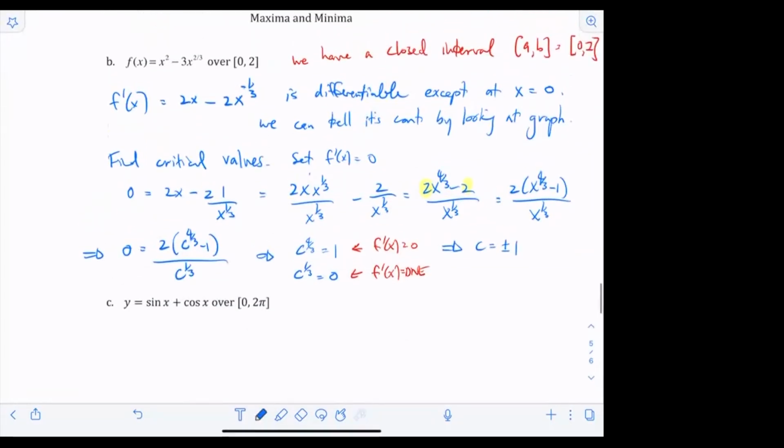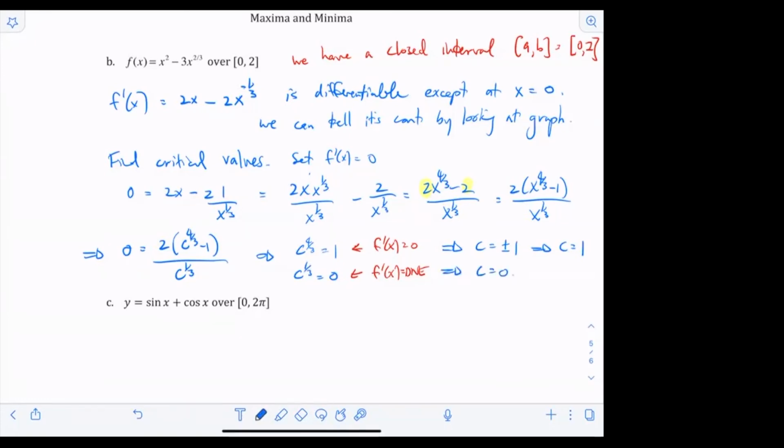But remember, our interval only goes from 0 to 2. So this just tells us that c is equal to 1. As far as when the denominator is equal to 0, I hope you can see that the cube root of 0 is equal to 0. So this tells us that c is equal to 0.